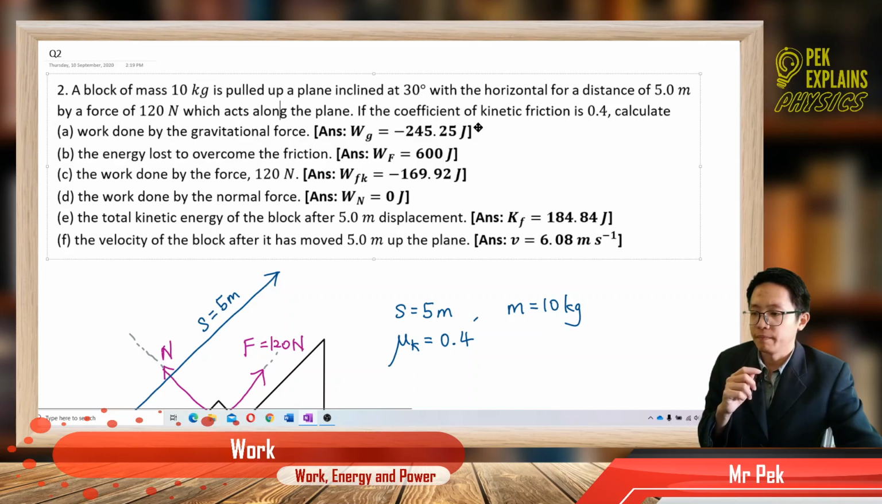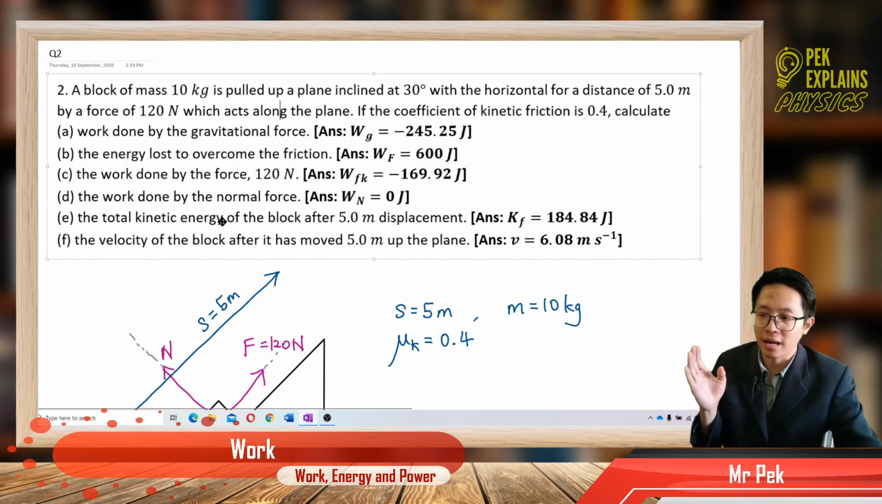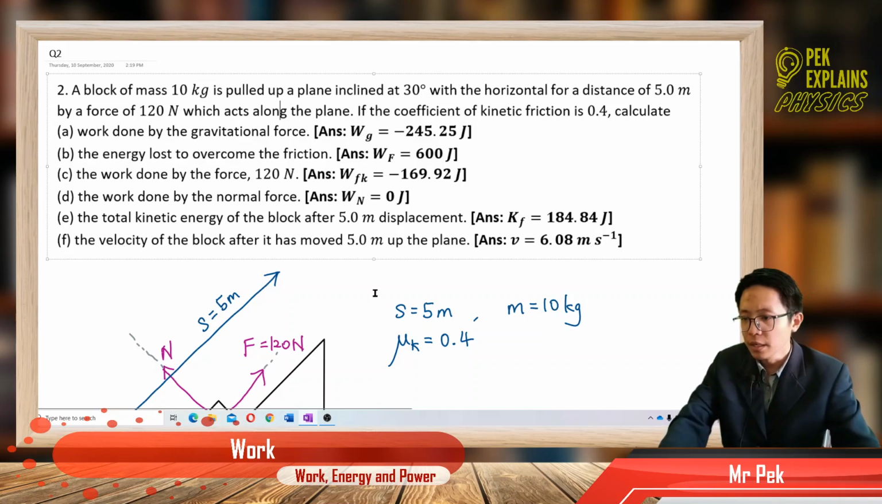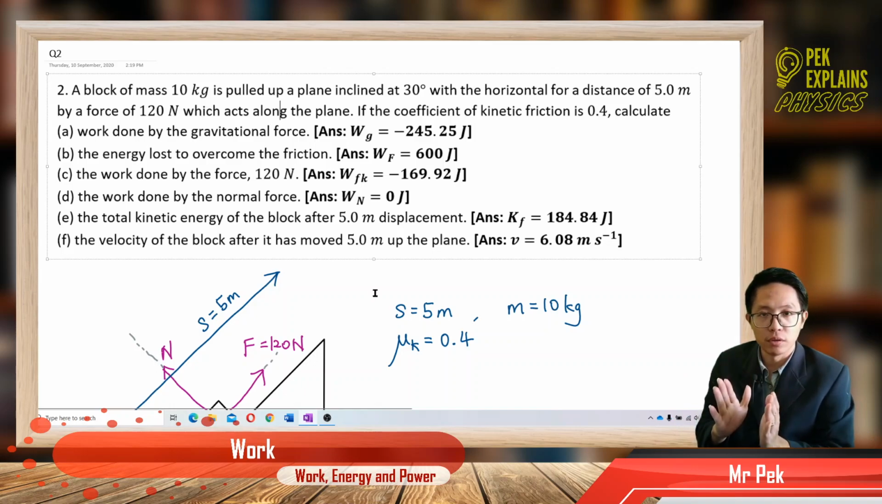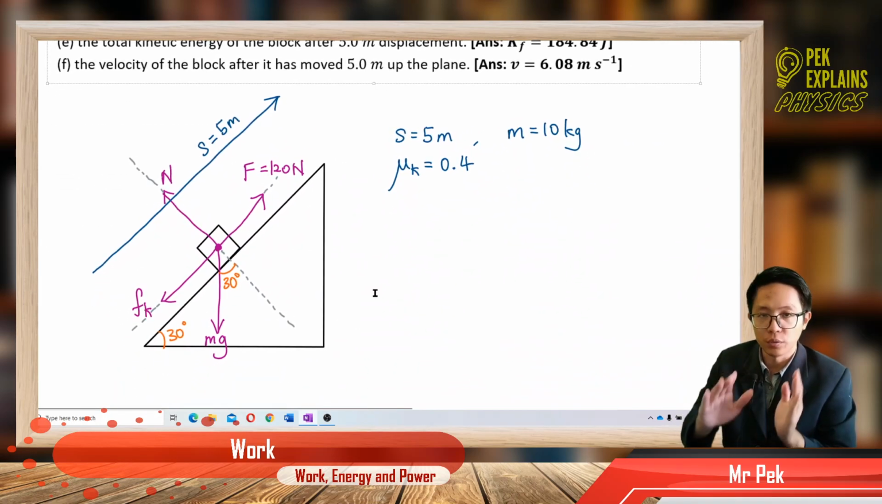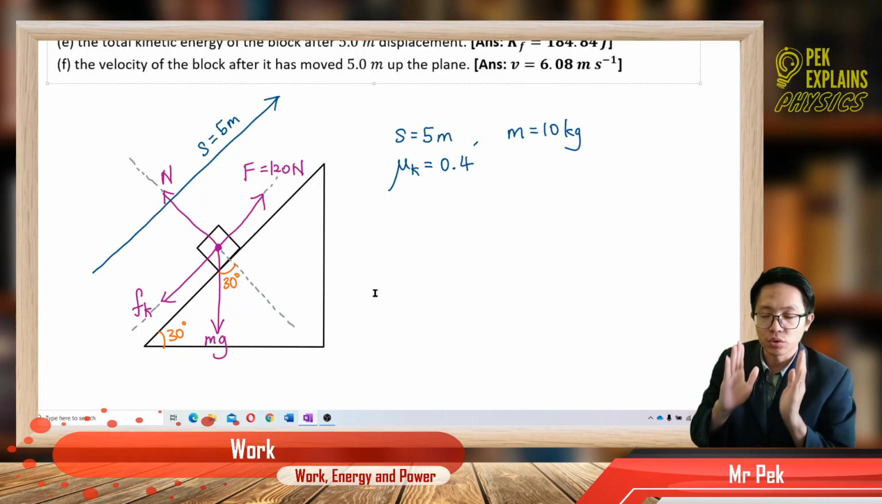There are several forces acting on the object, and we need to find the work done for each of them. Then we calculate the total kinetic energy after the displacement, meaning the final kinetic energy, and also the final velocity. To do this question, first of all, just like chapter 4, we need to draw the free body diagram first. Always start with drawing the free body diagram to show all the forces acting on the object.